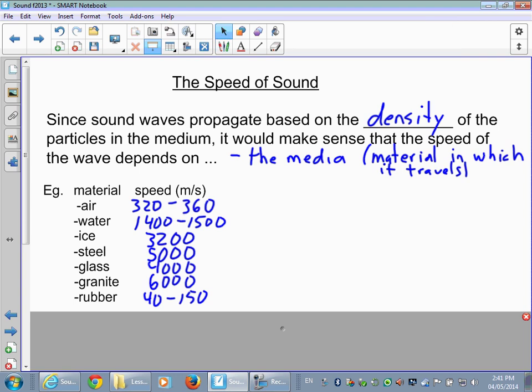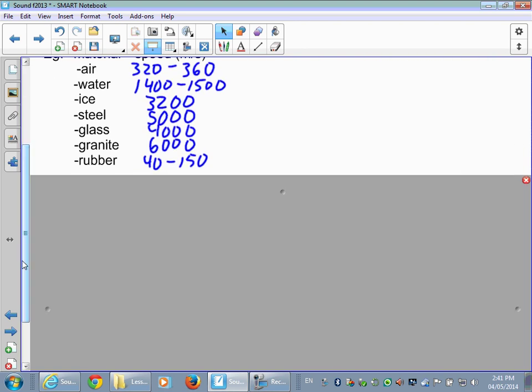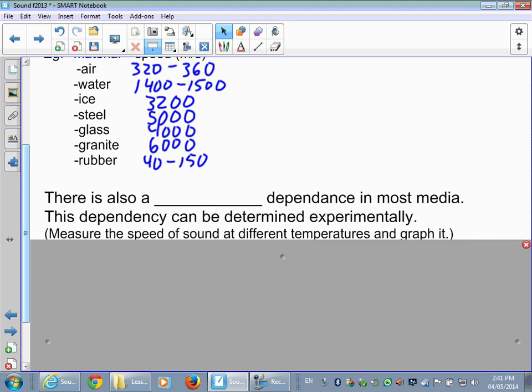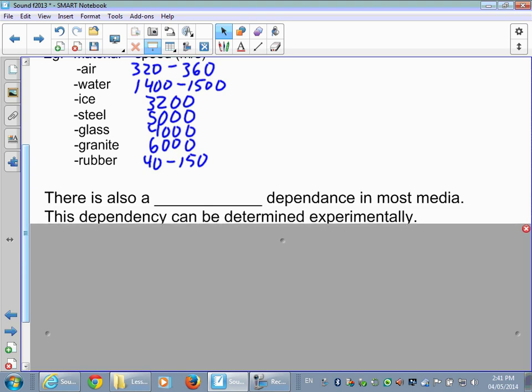So you'll notice in quite a few of these, and even the ones where I didn't put them in, there's a range. So air, 320 to 360. Water, 1400 to 1500. Rubber, 40 to 150. That last one with rubber is probably based on the type of rubber you have. But even ice and steel and glass, there is a range of speeds, and we can't say specifically what the speed is because we need a little bit more information. There's something else that's going to affect the speed of sound in these materials, and that something else is temperature.